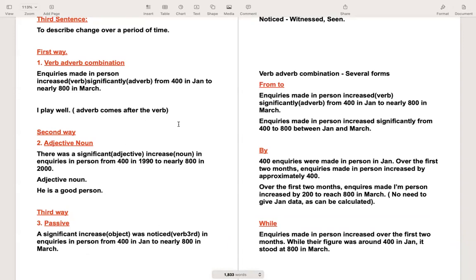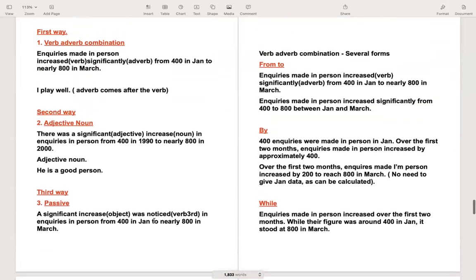I hope that's clear. This is the verb adverb combination. You now know verb comes before the adverb. Please make sure you write it like that. Otherwise, it will be grammatically wrong. In the noun, adjective noun case, the adjective comes before the noun. And this is the passive way. So you can write anything for notice.